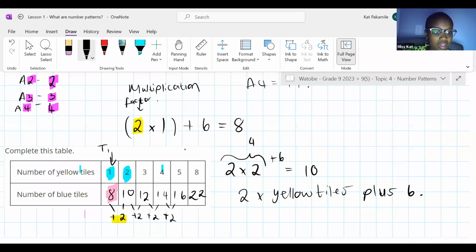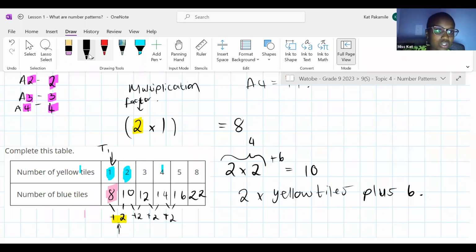So, you have to say 2 times the first one. But whatever you do there must equal 8. Now, if we don't have the 6 here, it's just going to say 2 times 1. 2 times 1 is definitely not 8. So you have to say plus 6.